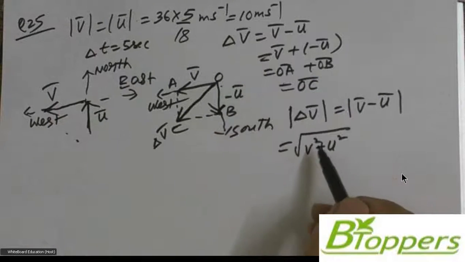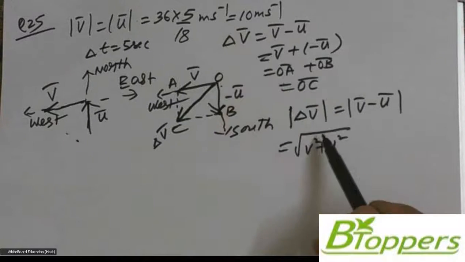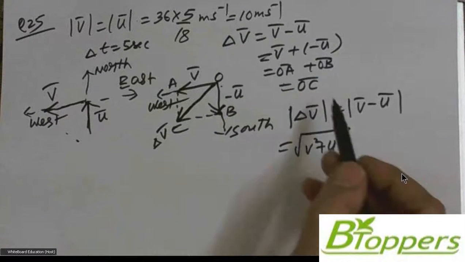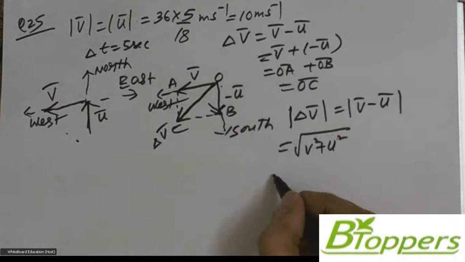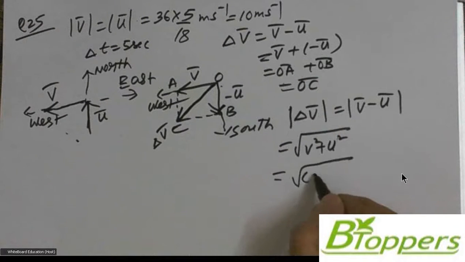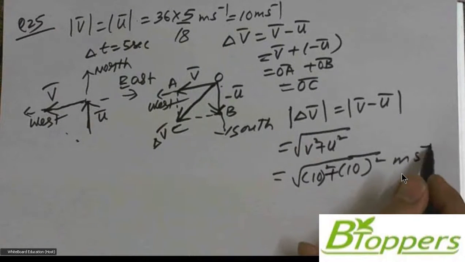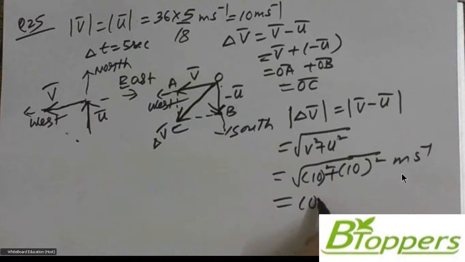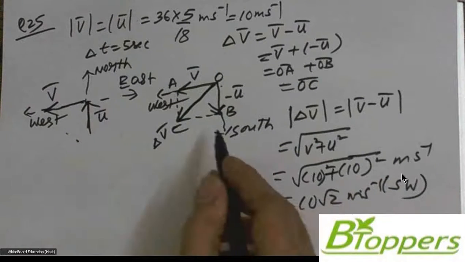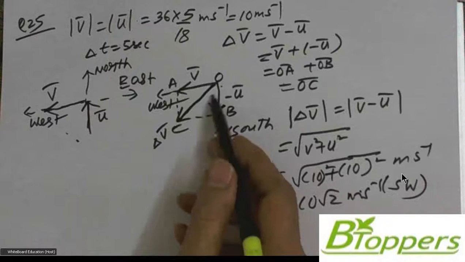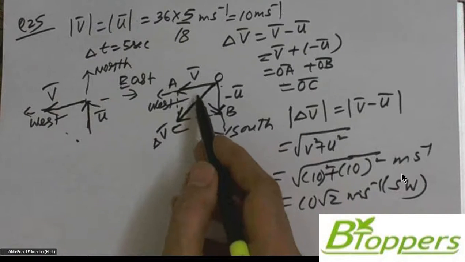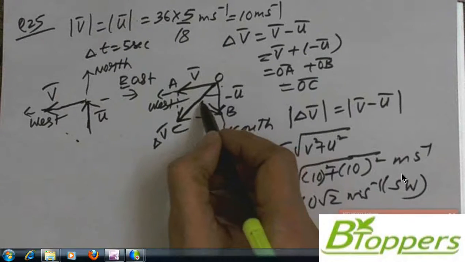Here V without the bar symbol represents the modulus of the final velocity vector, and U without the bar symbol represents the magnitude of the initial velocity vector, and each equals 10 meter per second. So you get the magnitude of the change in the velocity as 10 root 2 meter per second. The direction of the change in the velocity will be towards southwest. That means it makes 45 degrees with south and 45 degrees with west.